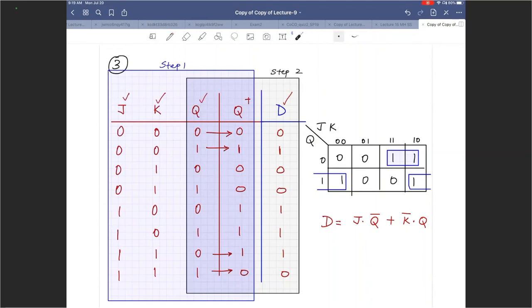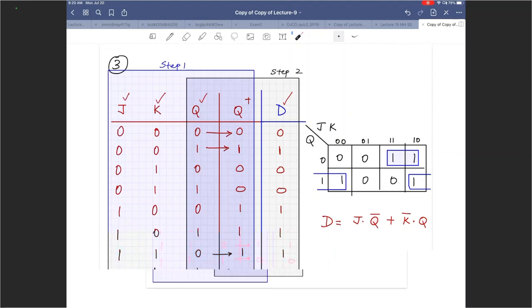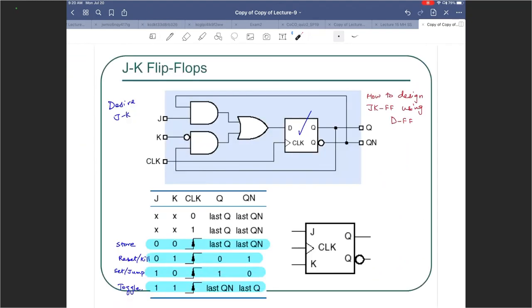So you have an 8-row, 3-variable truth table. Transition that to a 3-variable K-map. Combine the ones. Write an equation for D. D equals J Q complement, or K complement and Q. That's it. Your new input D should be related to J and K using this, J Q complement, or K complement and Q. Does it match up over here? It exactly matches up over here.